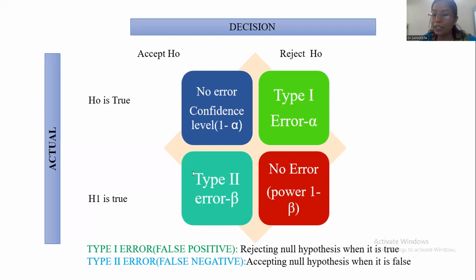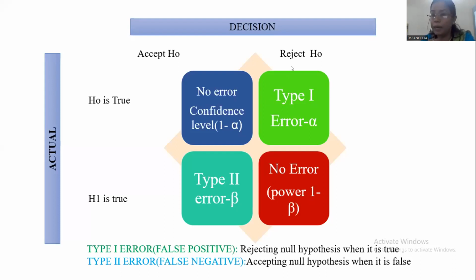How much percentage of type 2 error are you allowing? That is when there is a difference, you are saying there is no difference. When there is an actual difference between A and B, and you are saying there is no difference, you are giving a false negative result. How much are you accepting? So 20% is an acceptable error, right? So the type 1, we call it alpha error, and type 2, we call it beta error.